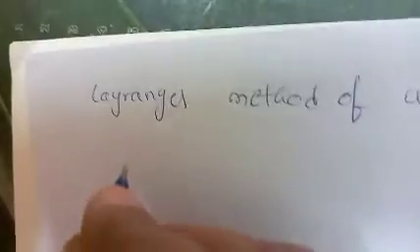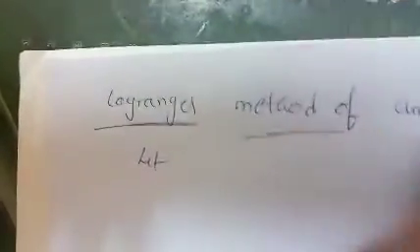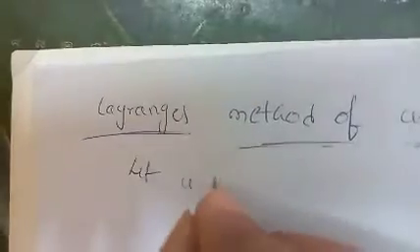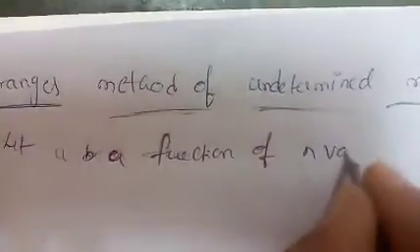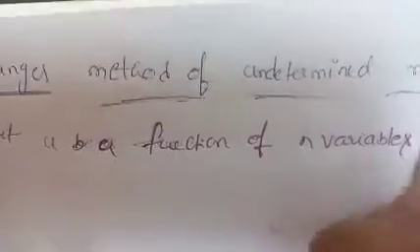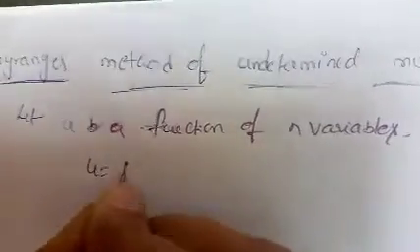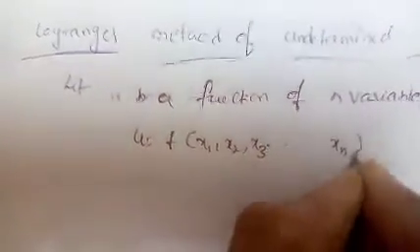Proof. Let u be a function of n variables. The function of n variables is given as u equal to f of x1, x2, x3 and so on xn. Now let the variables be connected by relations.